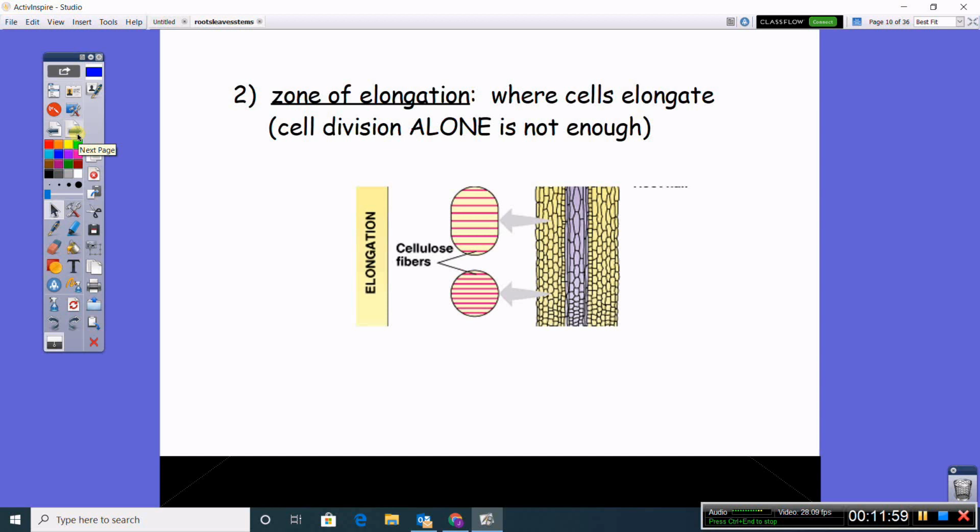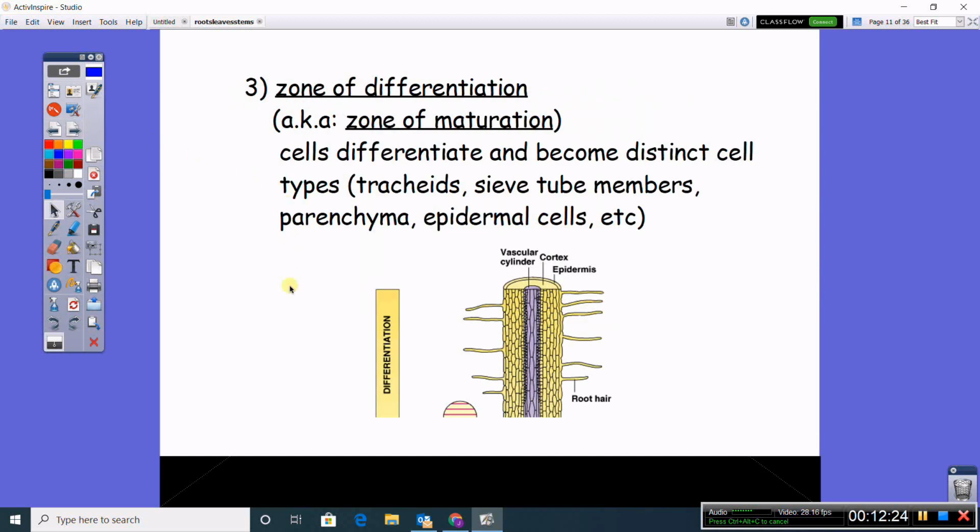If you remember looking at your onion root tip, as we went further up, the cells got a little bit longer. So what it says here is that cell division alone is not enough for growth. Yes, we've got to divide them, but then they've got to elongate. And then after they elongate, they will differentiate, which means they basically decide what type of plant cell they're going to be. They take on a specific role. And so then the top part, the part that's furthest away from the root tip, is going to be your zone of differentiation, which is also called your zone of maturation.